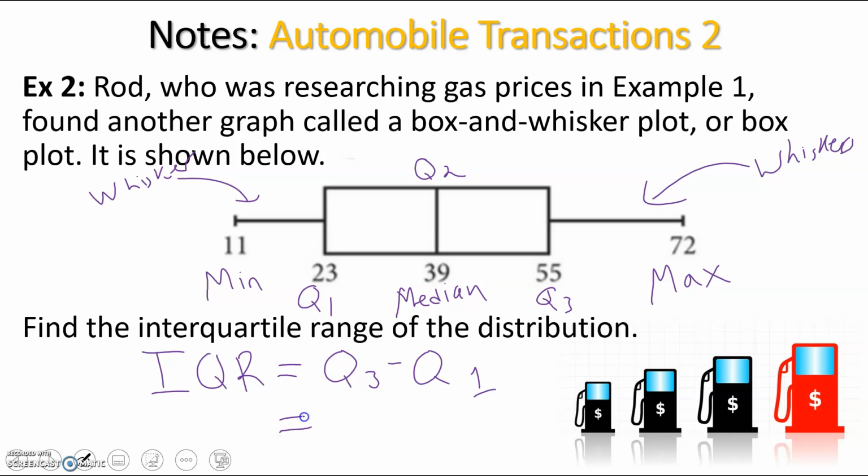So in this case, our interquartile range is going to be the difference between 55 and 23. So 55 minus 23 is going to give us 32. Okay, so the interquartile range of the gasoline prices is 32.